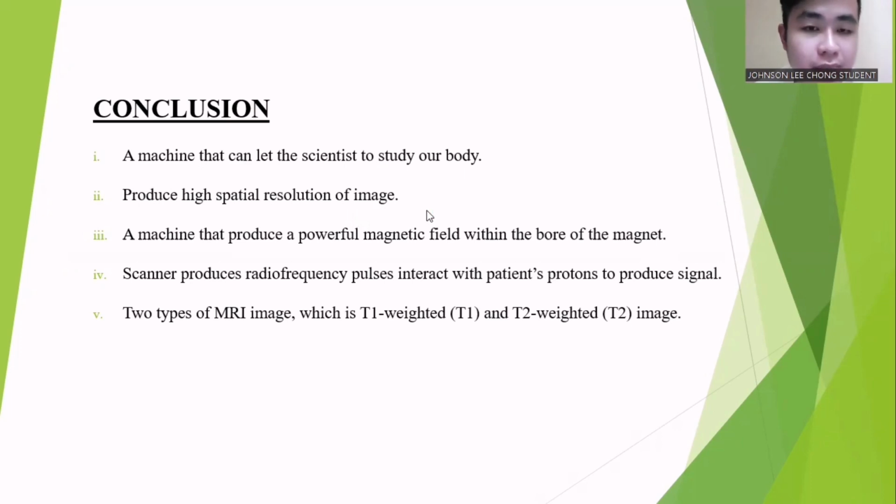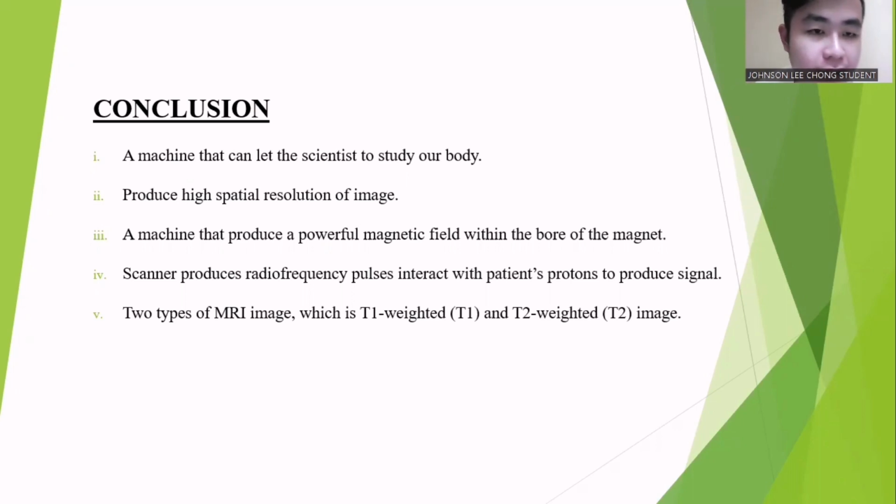But some people that have ADHD might not be able to participate in this experiment because the patient must hold still for several minutes to produce a high quality image. So with the aid of a drug, the person might be able to participate in this experiment and we can produce a high quality image of the patient's body.